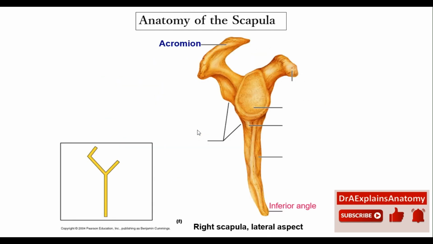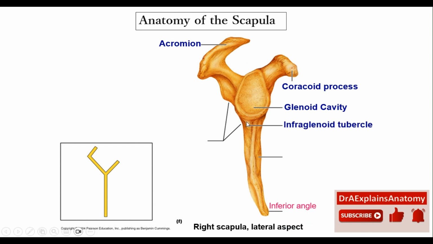Let's identify the structures one more time. This is the acromion right here. This is the coracoid process. So there are two different structures. The acromion, it continues as the spine. Right here we can see the glenoid cavity, which is on the lateral aspect of the scapula.